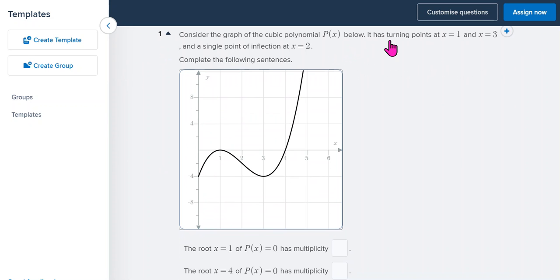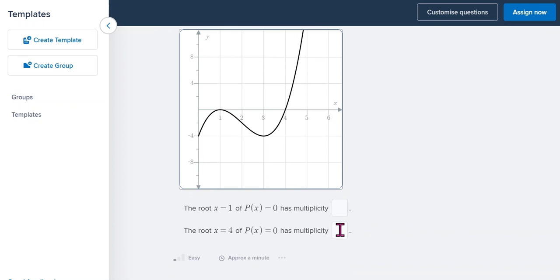Now I'm going to do this one as well, okay? It has a turning point at x equals 1 and x equals 3 and a single point of inflection at x equals 2. That just means at this point right here that the concavity is changing. And so the root of x equals 1 has a multiplicity of 2. The multiplicity is 2 because there is a bounce. Okay, 4 has a multiplicity of 1.